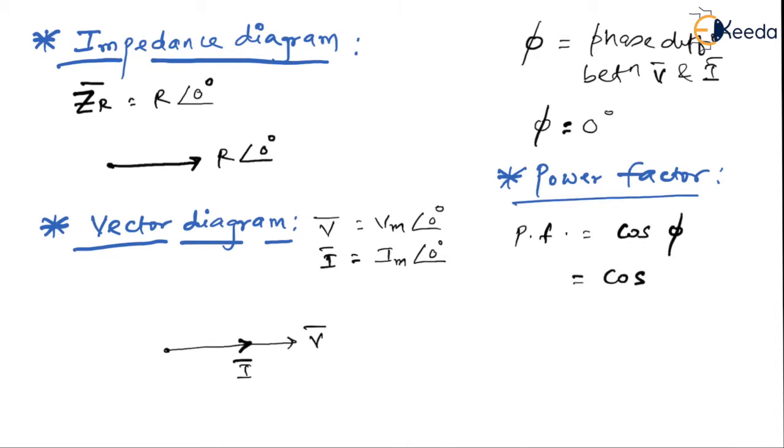Since phi is equal to 0 degree, I will say it is cos of 0. We know the fact cos 0 is what? 1. It means power factor is equal to 1. This is what we call a unity power factor.